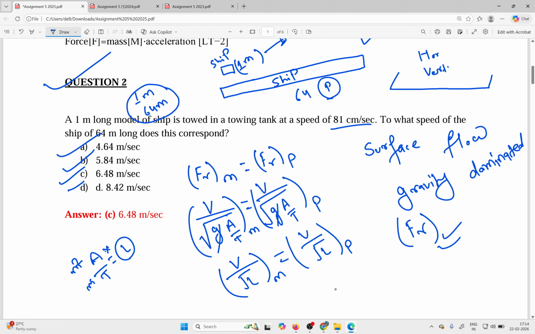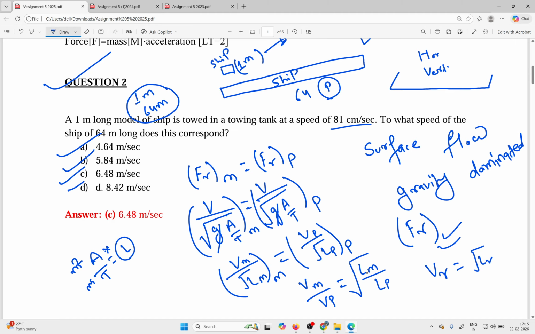Now you can write very easily Vm divided by root Lm equals Vp divided by root Lp. So now you can write very clearly root of Lm divided by Lp is equal to Vm by Vp. The ratio of these two you can write as Vr equals root Lr.